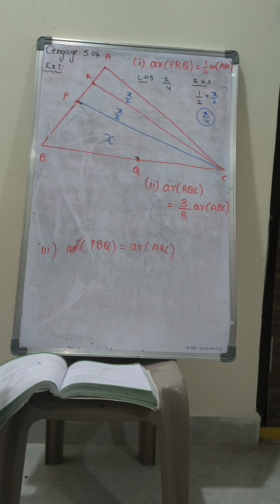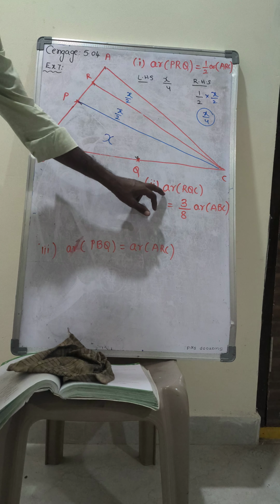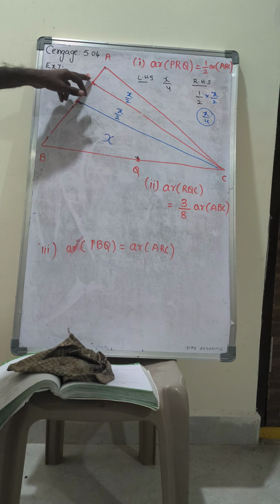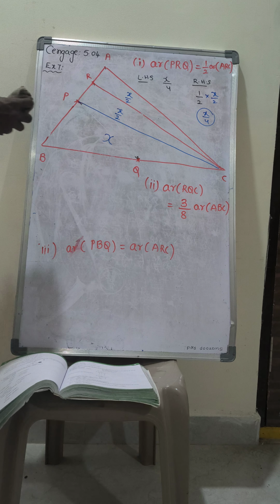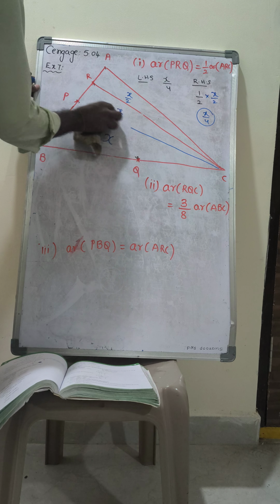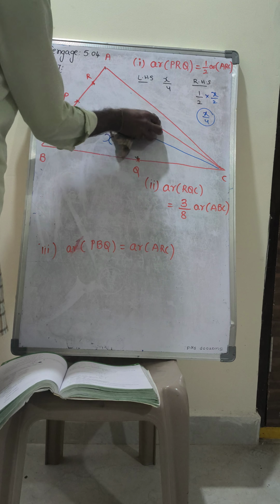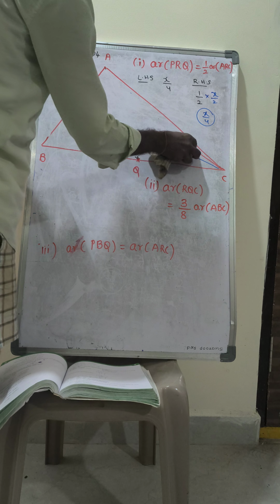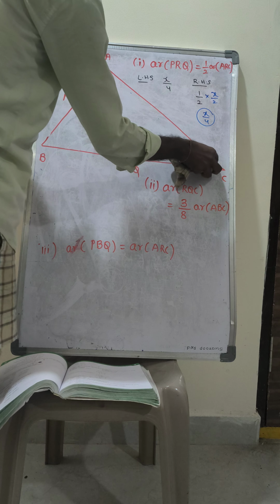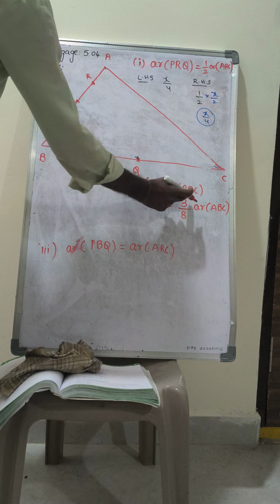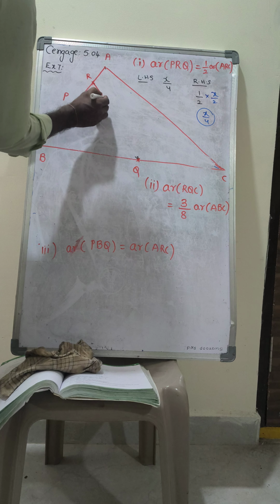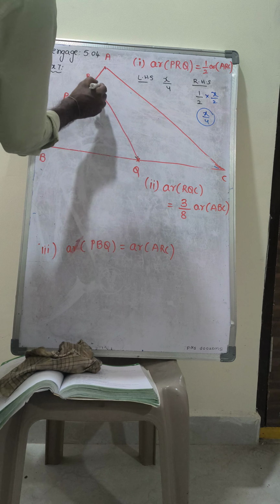Next, the second question. Area of RQC, where you can see RQC. Let me wipe out once again. Because if you do one diagram for everything, you will get confused, so it is better to change it. So what we require is RQC, R, Q and C.